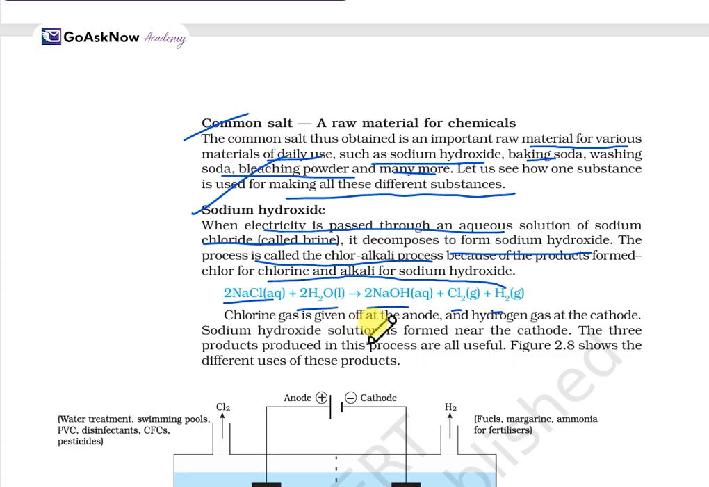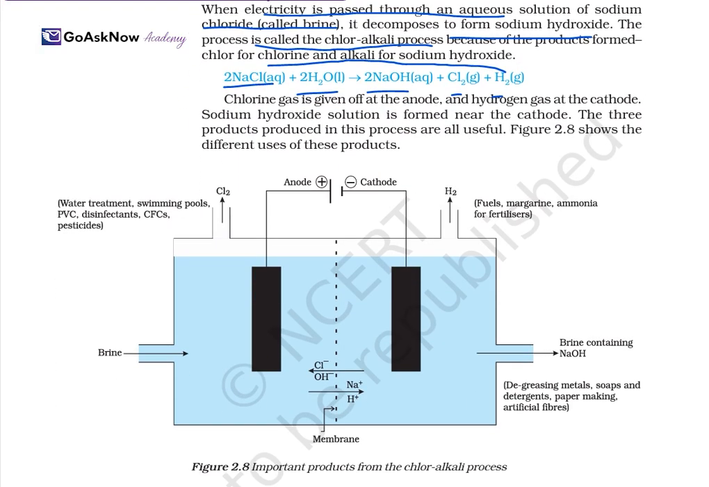So chlorine gas is given off at the anode and hydrogen gas at the cathode. Experimentally, it has been shown. And three products are produced in the process which are useful, and this figure is representing it. Two electrodes are there, the anode and the cathode. From one, Cl2 is releasing, from the other H2 is releasing, and here the brine is containing NaOH.